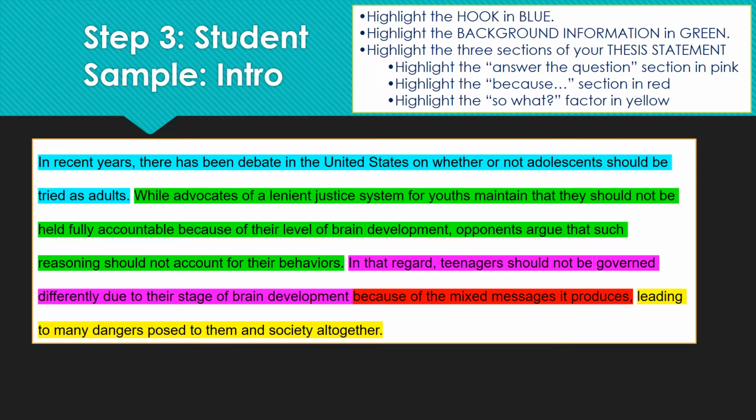In recent years, there's been debate in the United States on whether or not adolescents should be tried as adults. That hook could be stronger. However, it grabs the reader's attention and it lets me know what's coming. While advocates of a lenient justice system for youths maintain that they should not be held fully accountable because of their level of brain development, opponents argue that such reasoning should not account for their behaviors.